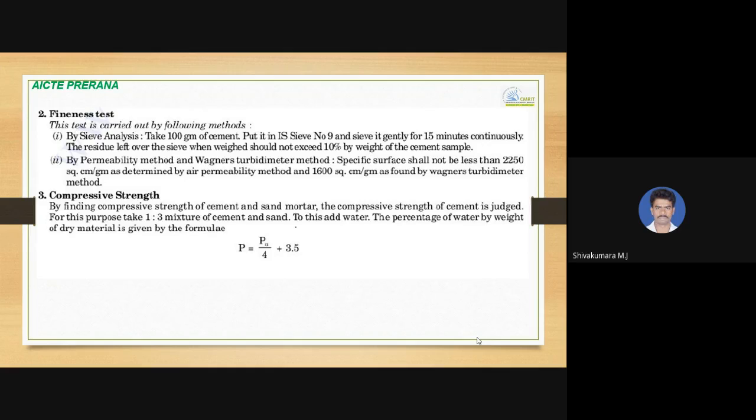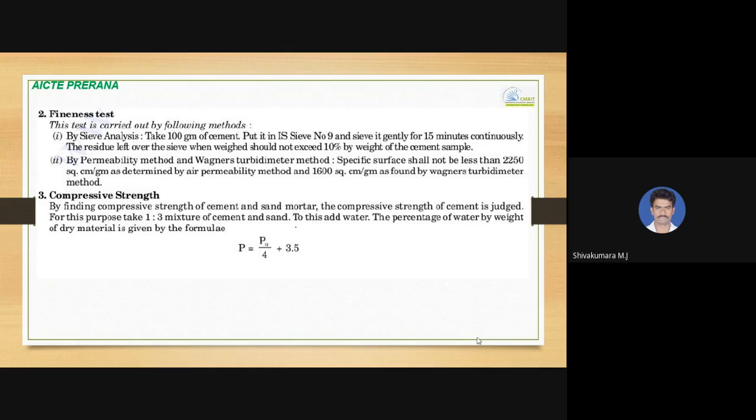So mix it properly until you get a uniform mix. And the standard cube size according to the IS codal provision is 7.06 by 7.06 by 7.06 centimeter. This cube size will be taken.